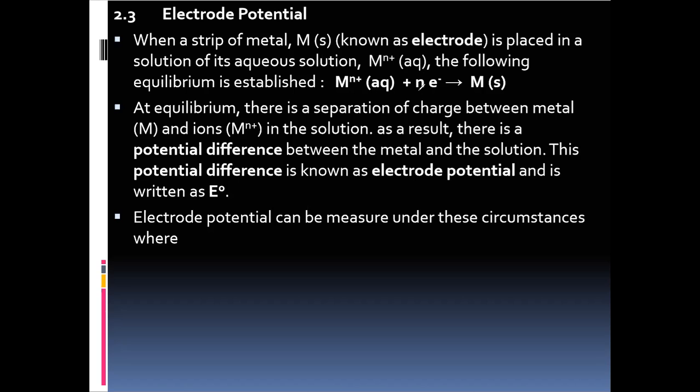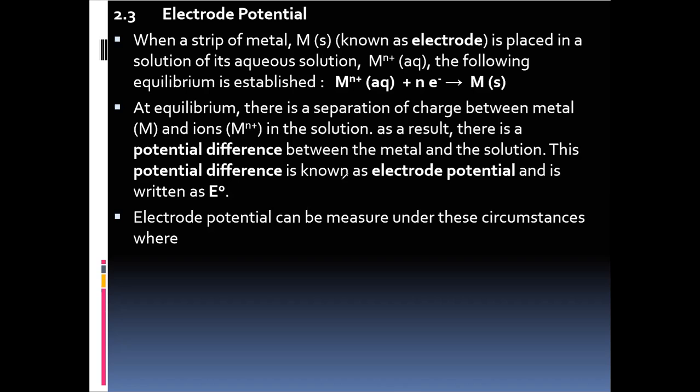This is a reduction half reaction. At equilibrium, there is a separation of charge between metal and ions in the solution. As a result, there is a potential difference between the metal and the solution. So because of separation of charge that will occur in the solution, there will arise what we call a potential difference between the metal, that is the electrode, and the solution, which we call the electrolyte. The solution is the electrolyte, and the metal that is dipped into it is called the electrode.